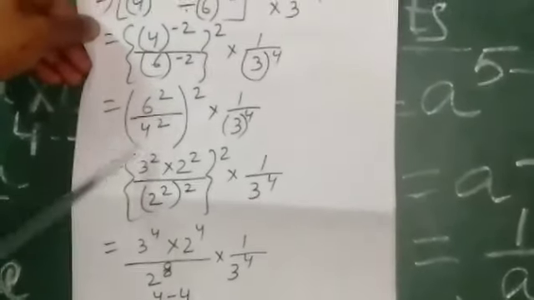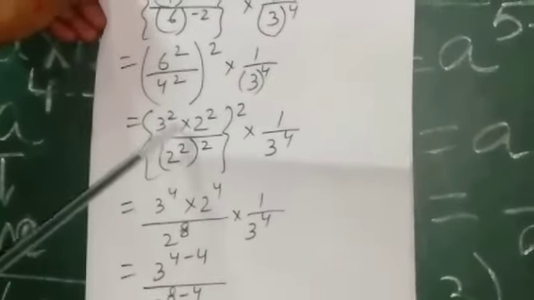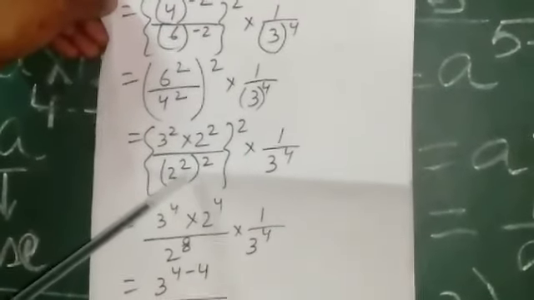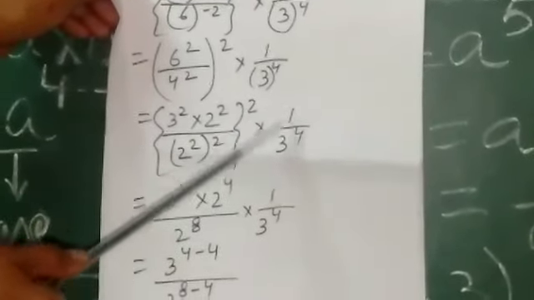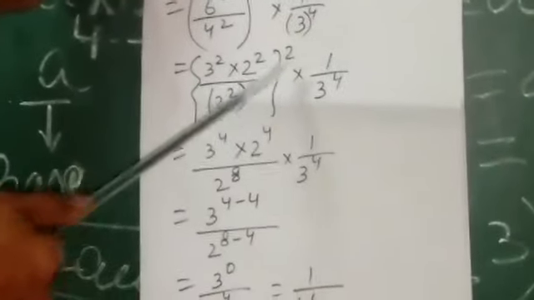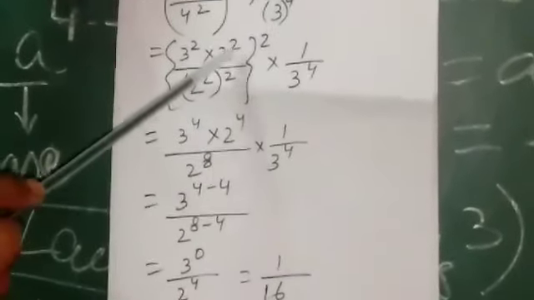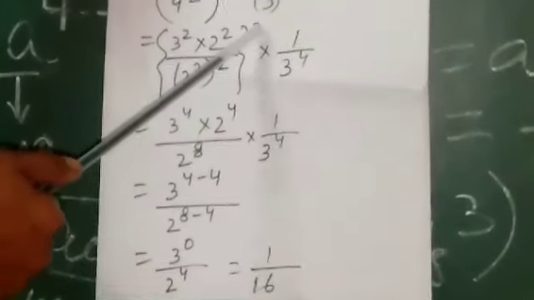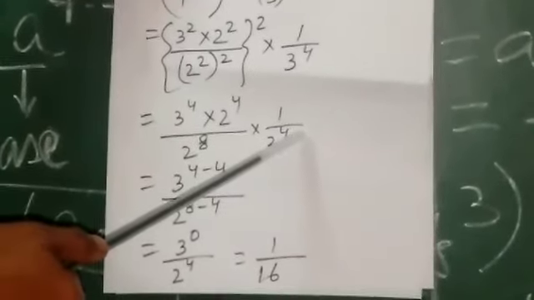6 can also be written as 3 into 2, so both will get their powers. So 3 to the power 2 into 2 to the power 2, by 2 to the power 2 whole to the power 2, that whole to the power 2, into 1 by 3 to the power 4. Multiplying the powers, we will get 3 to the power 4 into 2 to the power 4 by 2 to the power 8, into 1 by 3 to the power 4.